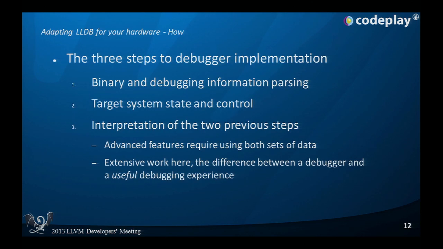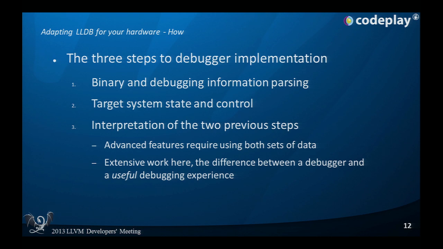How do you go about it? Well, I think there are 3 steps to debugger implementation. There is the binary, the thing that you're running on your chip, and its debugging information. So it's getting that binary into a debugger, loading it, the debugger understanding what is in there. The second one is your target system. You need to be able to inspect state from that target system, and then, given that state, tell it what to do next. So you need to control the system as well.